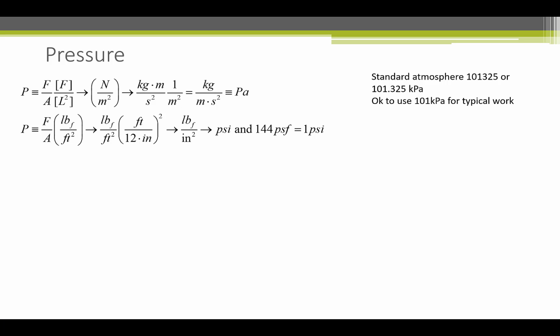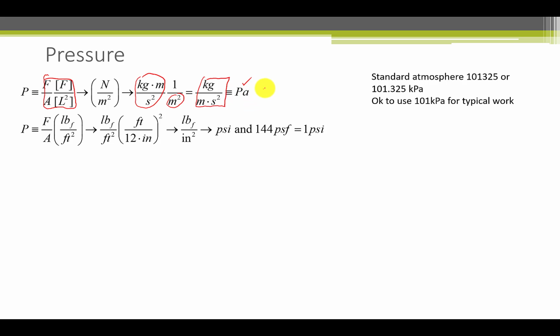Let's refresh about pressure units. Pressure, as you know, is force per area, and the dimensions are force per length squared. You should know by now that the Newton is a kilogram meter per second squared. If you divide by meters squared, you end up with units that you should also have memorized, which is the pressure unit in the SI system, kilogram per meter second squared. That has a nickname, the Pascal.